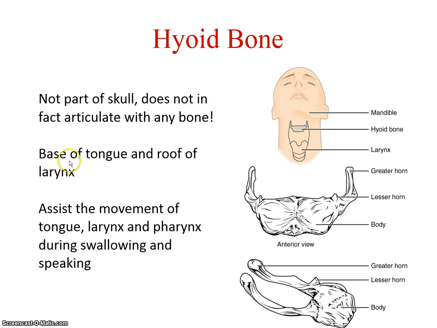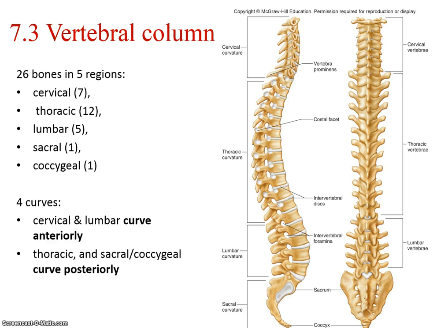So, again, the base of the tongue, roof of the larynx, it helps us with the movement of our tongue, our larynx and pharynx. So in the process of speaking and swallowing, it's a really useful bone. But it's pretty unremarkable. We'll take a look at that in lab.